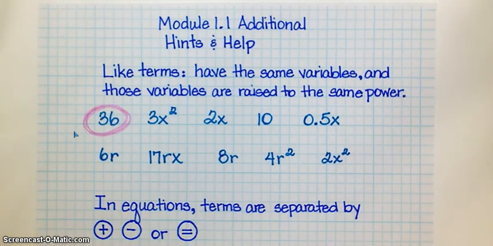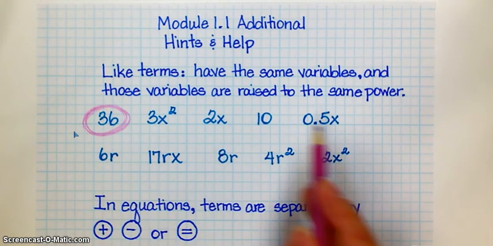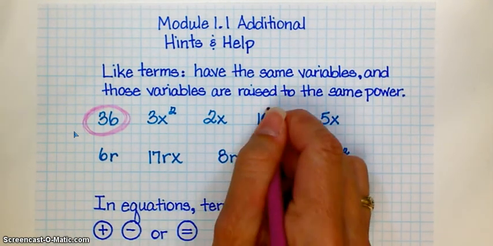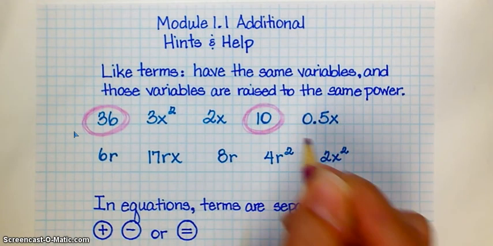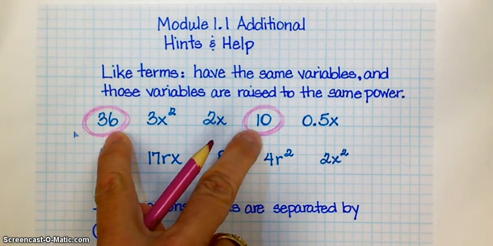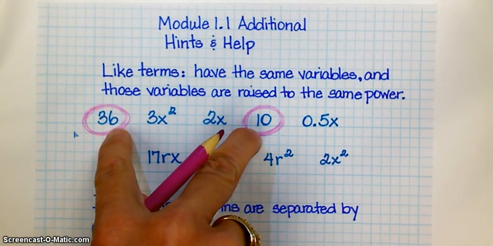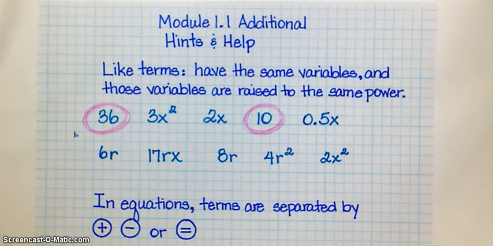36 with no variable at all. It's just a straight up number. It's a constant. I'm looking through my list, and 10 is a like term. So those two I'm going to put in the same color because they both have the same variable raised to the same power. In this case, they have no variable whatsoever. Okay, let's see if we can find some more pairs.